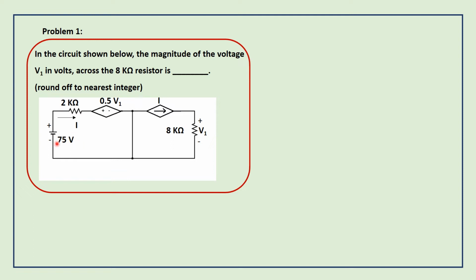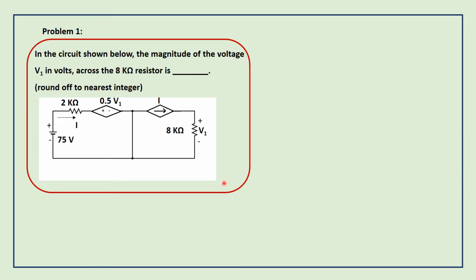and this is a dependent voltage source which is given as 0.5 V1, and this is a dependent current source. So for the dependent voltage source they have given us 0.5 V1. That means it is dependent on the voltage V1 across 8 kilo ohms. And here for the dependent current source, I is given, which is the current flowing through 2 kilo ohms. Okay, we need to find out V1 which is across 8 kilo ohms.